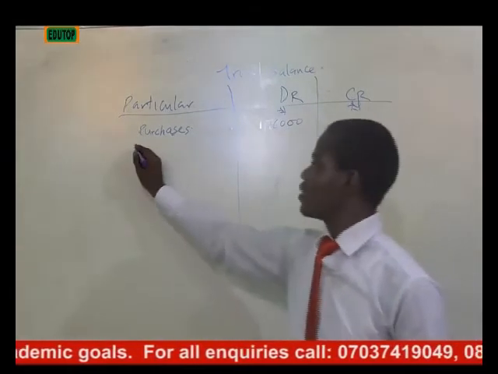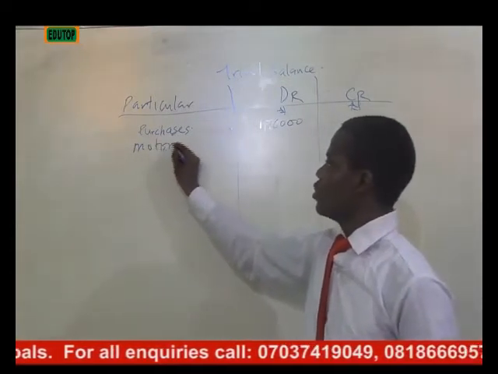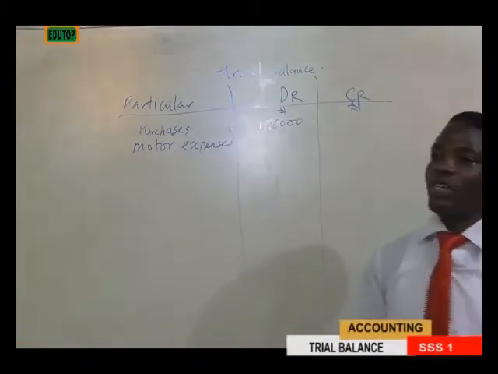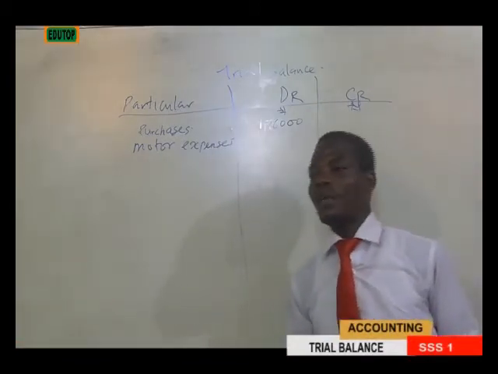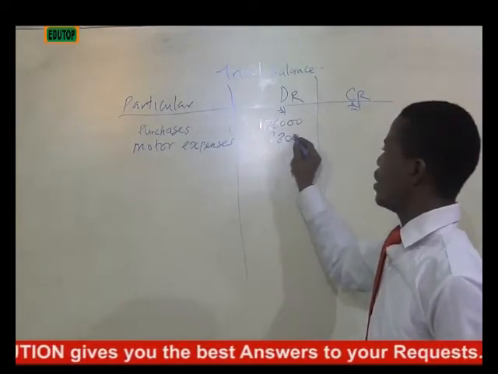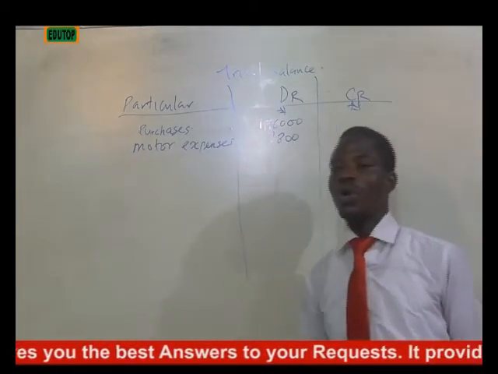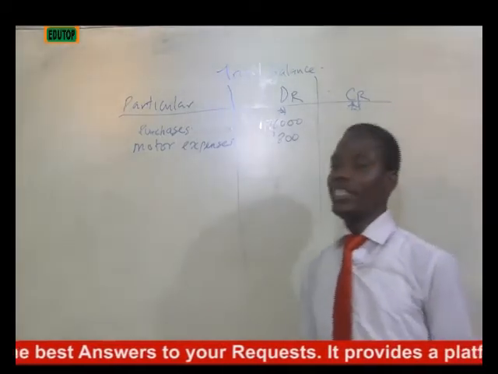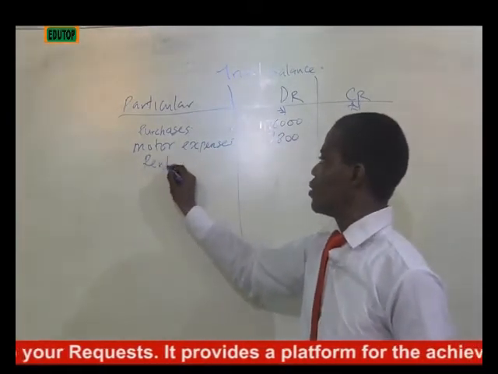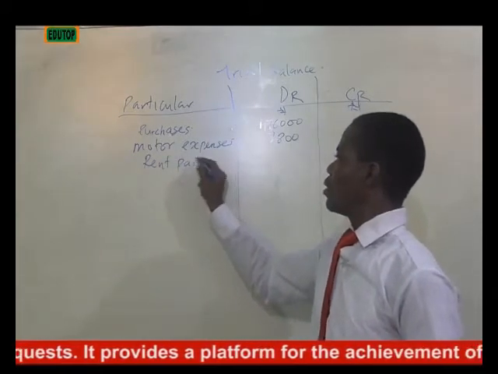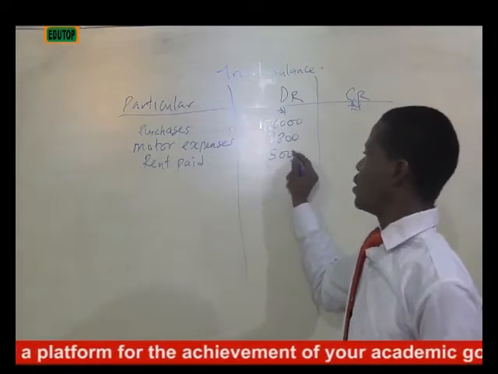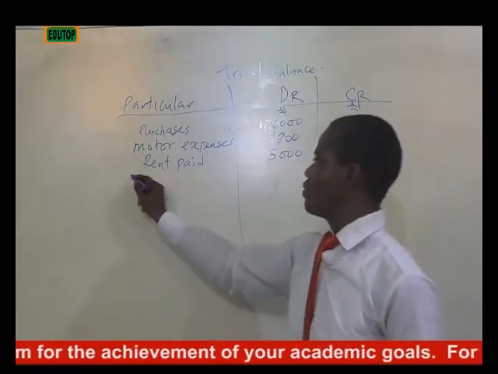Now, motor expenses is an expense, and I told you that anything that has to do with expenses must be debited as well. That is 7,800. Now here we go. Rent paid. Rent is also an expense. It has to be debited. Then commission received.